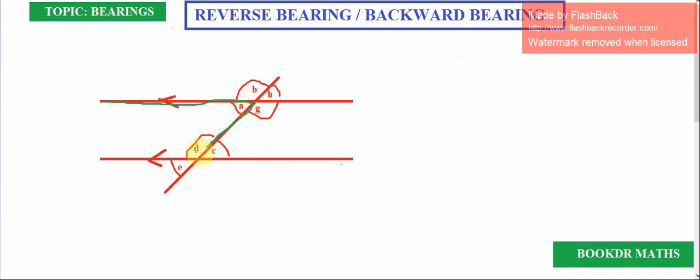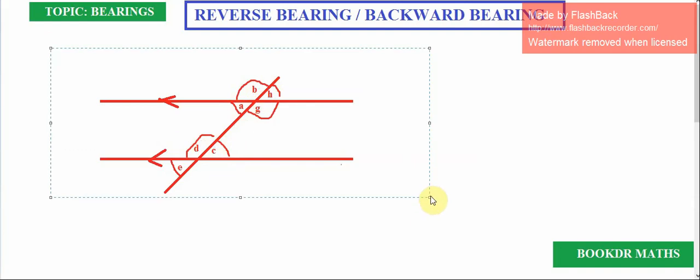A. Good. So the angle here and the angle here are also alternating. So A and C are equal. D and B are corresponding angles and they are also equal. C and H are also corresponding angles and they are equal. So take note of these things. It's just a revision. Now let's come to what we are doing.